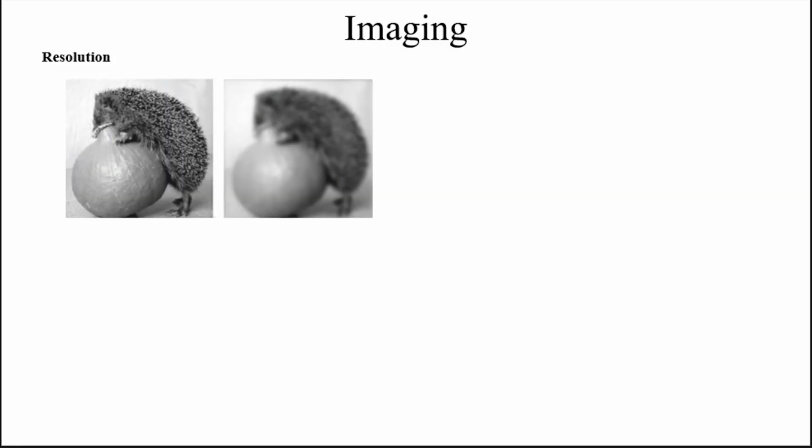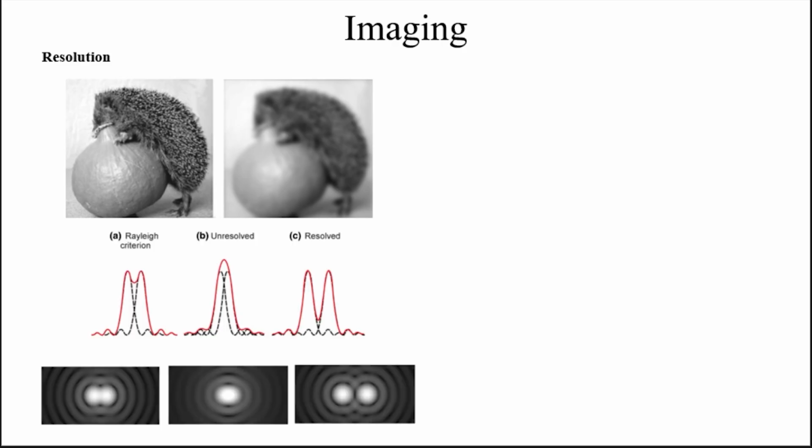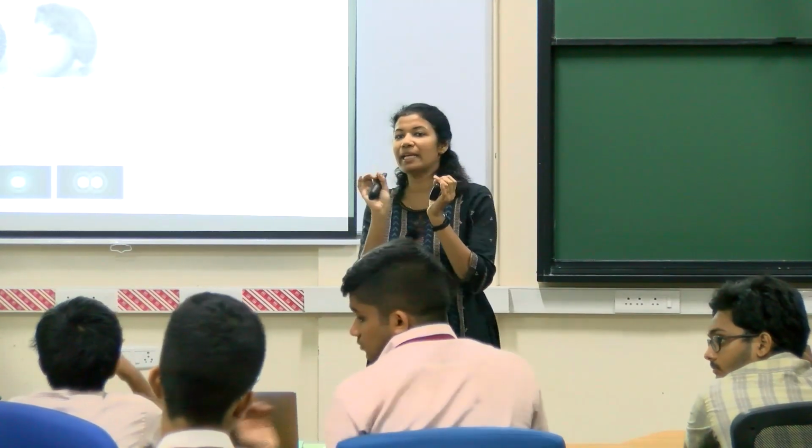You would have seen, if you have an image, you can't keep zooming into it, right? At some point it becomes blurred, that you can't see the details of that. That is what we call the resolution. So resolution you can roughly define as the distance between 2 points that you can very clearly see.